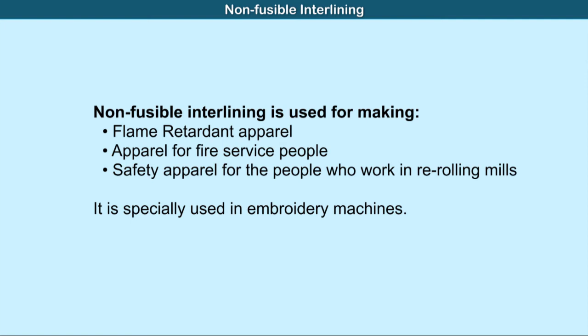Non-fuse interlining is used in flame retardant apparel. It is used for making apparel for fire service people. It is also used for making safety apparel for people who work in re-rolling mills. It is specifically used in embroidery machines. So it depends on the use, what type of garment we are looking for, interlining for that particular garment.